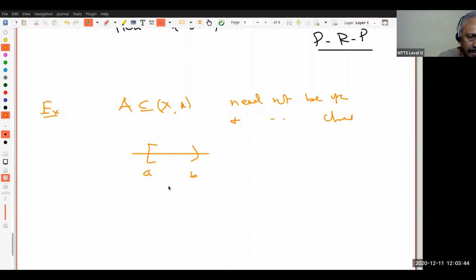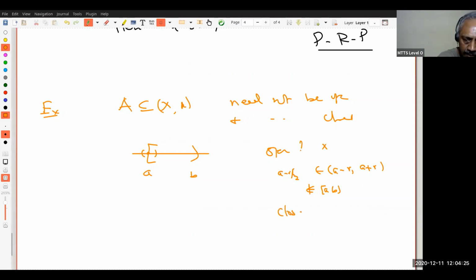Now, is it open? No. What is the source of the problem here? Why is this not open? The problem point is a, because take any open ball around a, namely the open interval (a minus r, a plus r), that should be completely contained in this. That's not possible, right? Because a minus r by 2 belongs to (a minus r, a plus r), but that is not in (a, b) because it is strictly less than a. So it's not open.